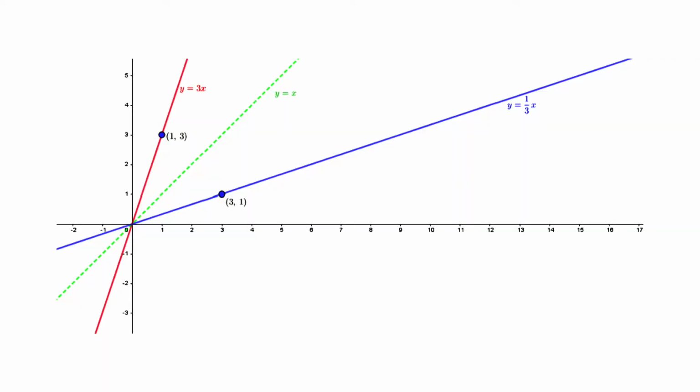As an example, the graph of the function y equals 3x and its inverse y equals 1/3 x are shown in the figure. They are reflections of one another about the line y equals x. It can be seen that ordered pair (3, 1) is a point on the graph of y equals 3x, while ordered pair (1, 3), the point obtained by reversing the coordinates of (3, 1), is a point on the graph of y equals 1/3 x.